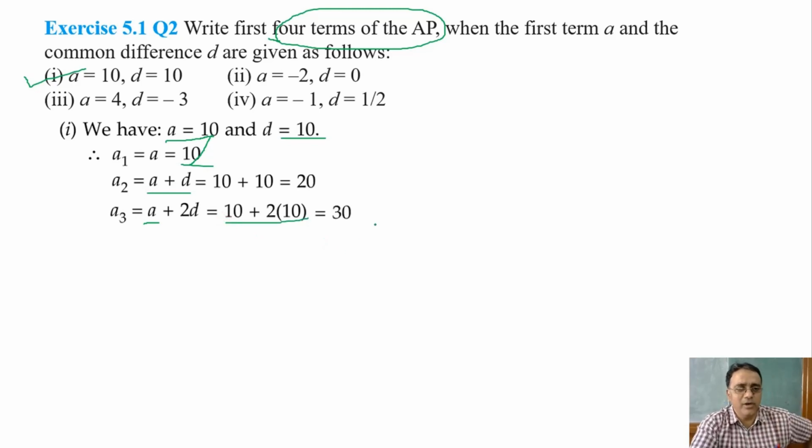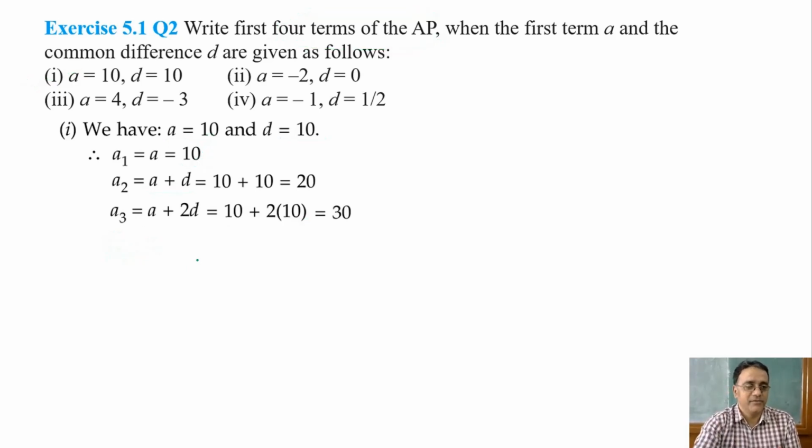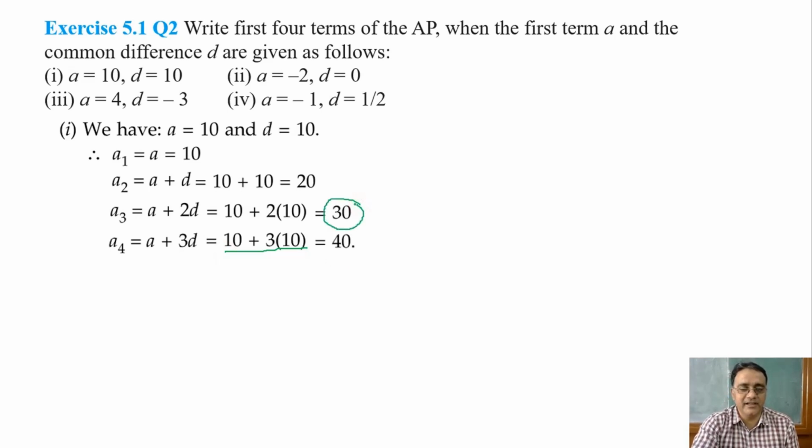30. इसको हम लोग ऐसे भी लिख सकते हैं, A2 plus D. A3 we can write A2 plus D. ठीक है, जो easy लगे that form you can apply. So 20 plus 10, it will give 30. Okay, now A4 you can write as A plus 3D as well as A3 plus D. Okay, so A plus 3 into 10. So what are you getting? 40. वही अगर A3 में अगर हम लोग D ऐड करेंगे, that is 30 plus 10, then also we are getting 40. So first 4 terms are over.